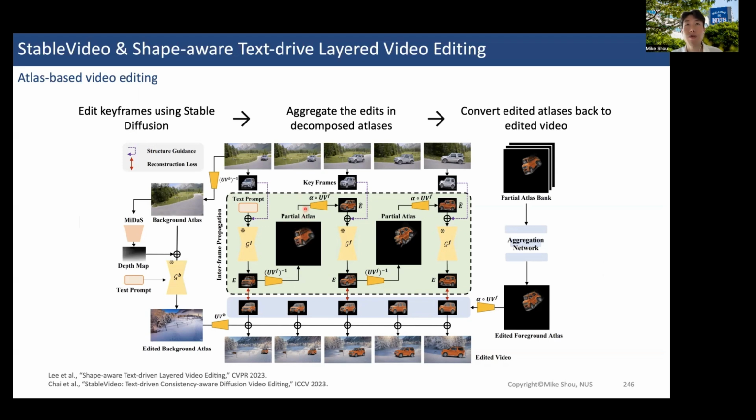But this partial atlas will be used as condition for the generation or editing of the foreground of another keyframe. So this imposes the consistency of the editing style between the previous frame and the current frame, and so on and so forth. We would be able to obtain a sequence of partial atlases. And then you can, of course, aggregate all these partial atlases into the real foreground 2D atlas. So this is how the stable video approaches this problem.